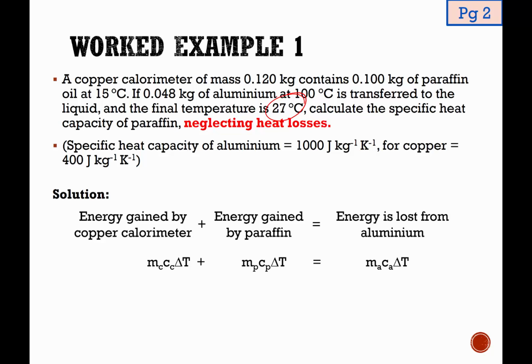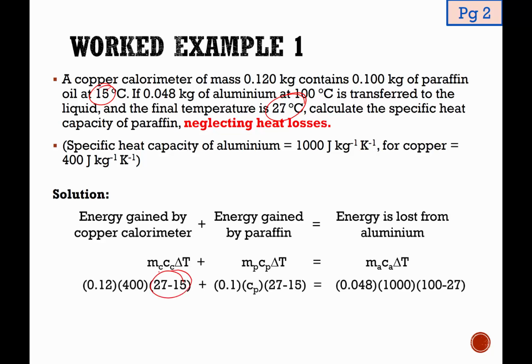For example, the calorimeter and the paraffin were initially at 15 degrees Celsius. So the change in temperature is of course 27 degrees minus 15 degrees Celsius. At the same time, we know that initially the aluminum is at 100 degrees Celsius. So we can find the change in temperature of the aluminum by taking 100 minus 27 degrees Celsius. Thereafter, solving, we can get the specific heat capacity of the paraffin to be 2440 joules per Kelvin per kg.